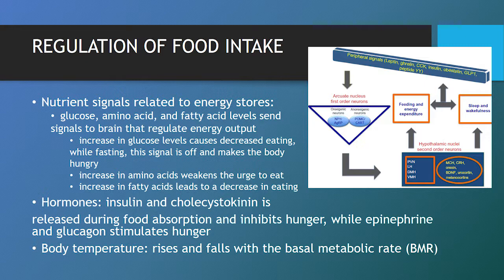Increased glucose levels cause decreased eating, while during fasting the signal is turned off and makes the body hungry. An increase in amino acids weakens the urge to eat, and then an increase of fatty acids leads to a decrease in eating. The hormones insulin and cholecystokinin are released during food absorption and inhibit hunger, while epinephrine and glucagon stimulate hunger. And then body temperature rises and falls with the BMR, the basal metabolic rate.